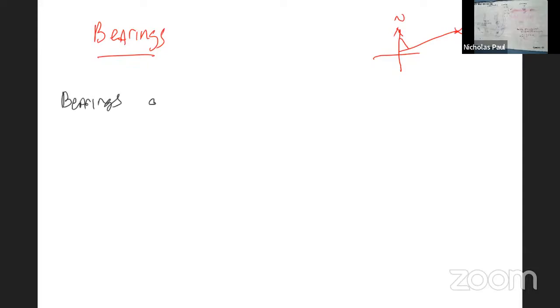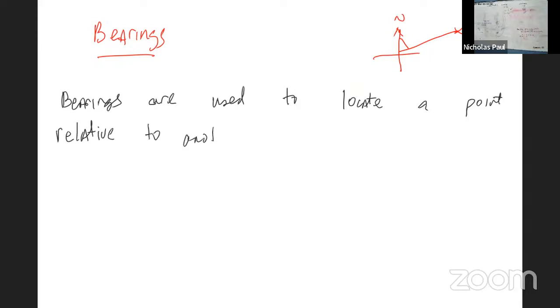Right, bearings are used to locate a point. And what other uses is one of the uses, right? Relative to another. So if you want to find one point's position relative to another, you'll use a bearing, right?